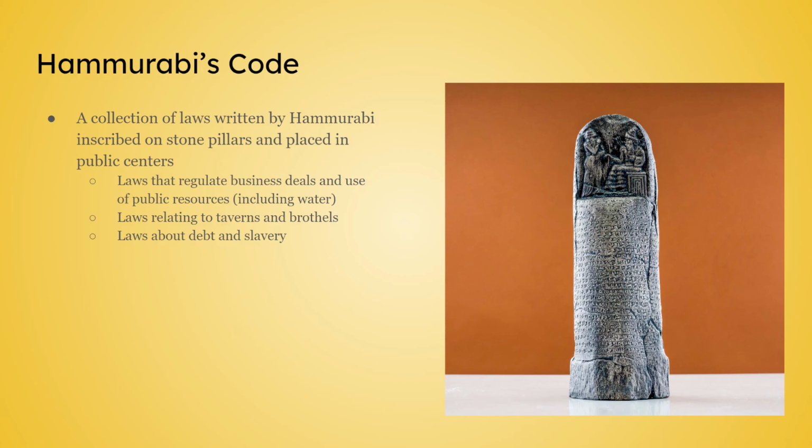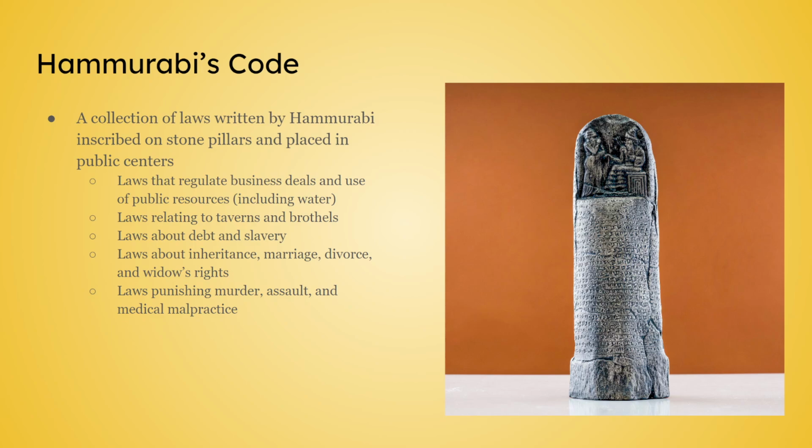Laws about debt and slavery. Laws about inheritance, marriage, divorce, and widows' rights. And laws that punished murder, assault, and even medical malpractice. Most of these laws were aimed at free commoners, and there are some laws that treated certain people differently depending on their class. For example, I have the Code of Hammurabi right here.